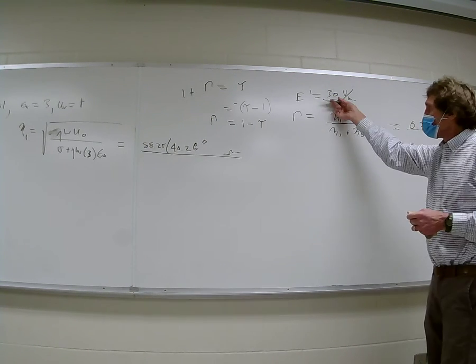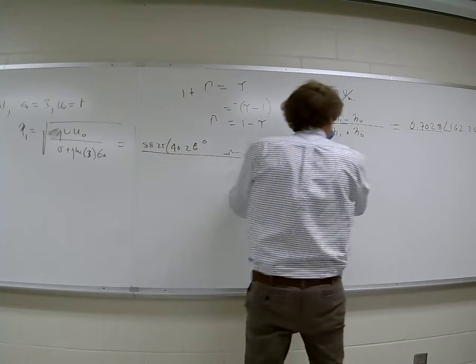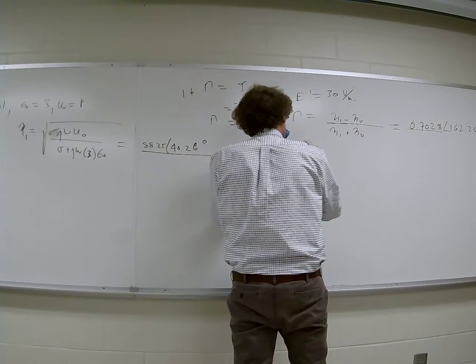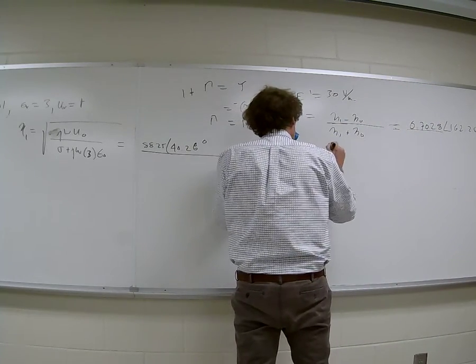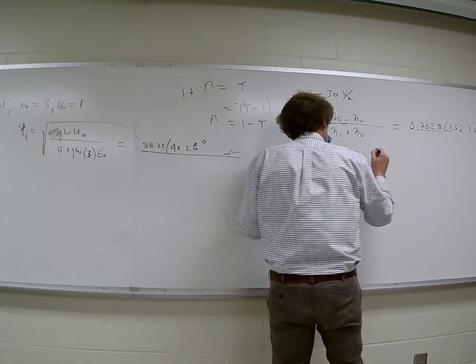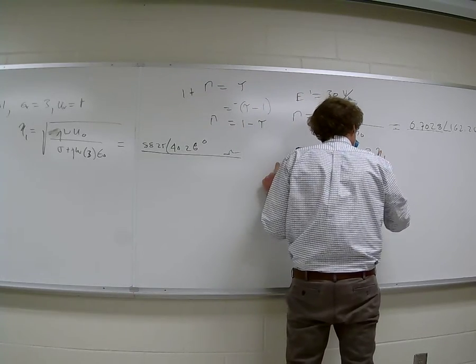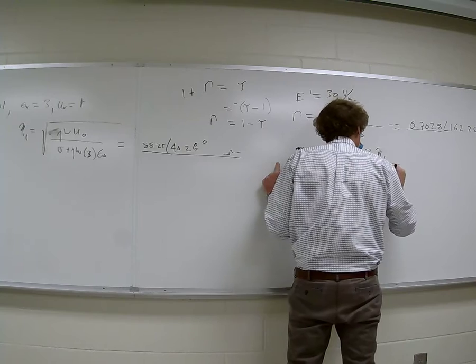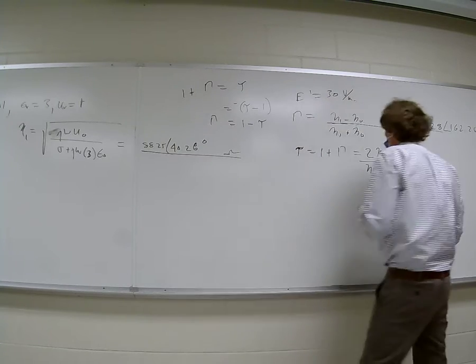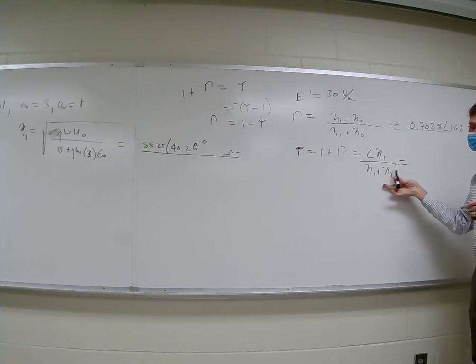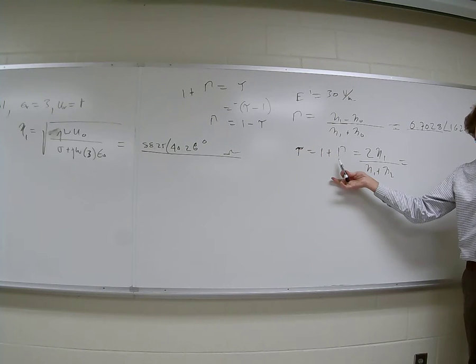Now I've got that the transmission coefficient is equal to 1 plus the reflection coefficient, or it's equal to 2 eta 2 over eta 1 plus eta 2. Either of these formulas will get you it. Some use this, some use that. I can't tell you the percentage. It doesn't matter. There are 2 ways, or 3, to get most of these answers.